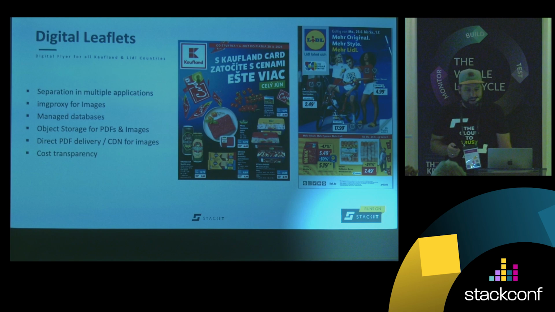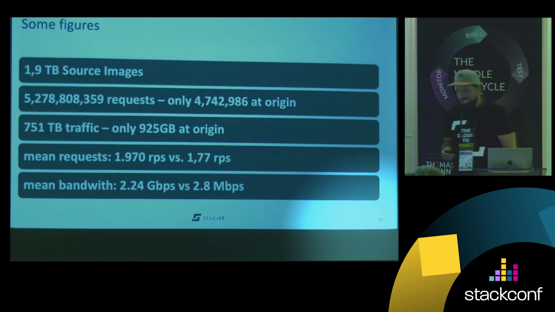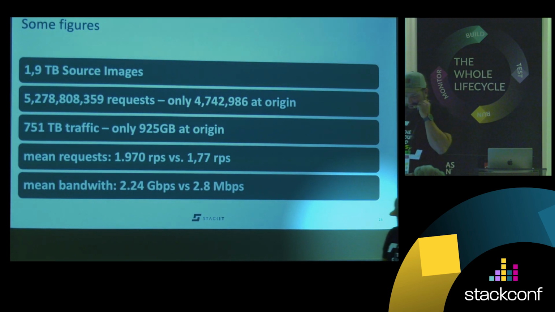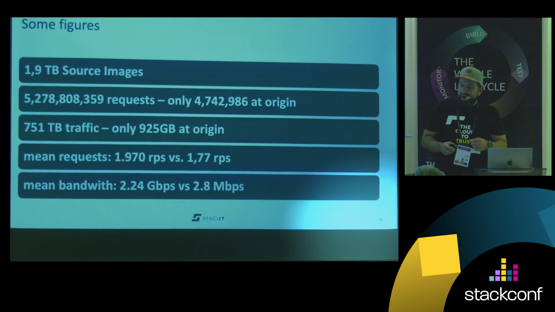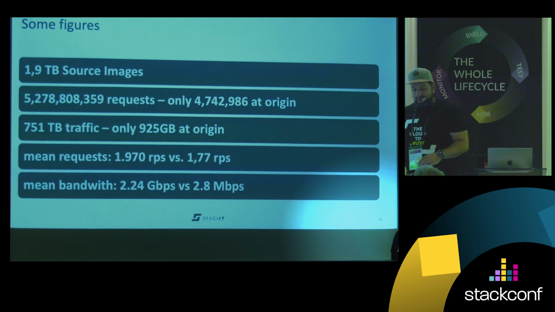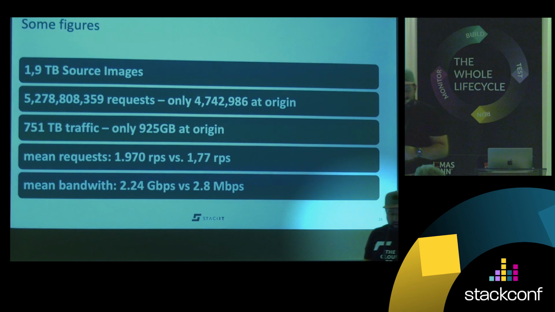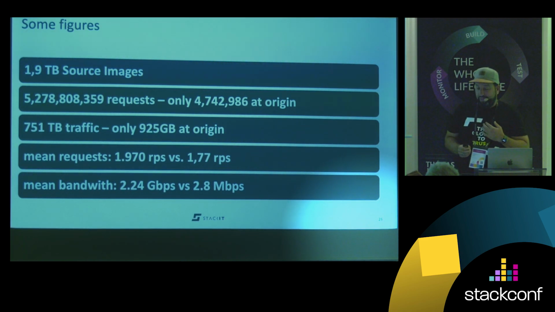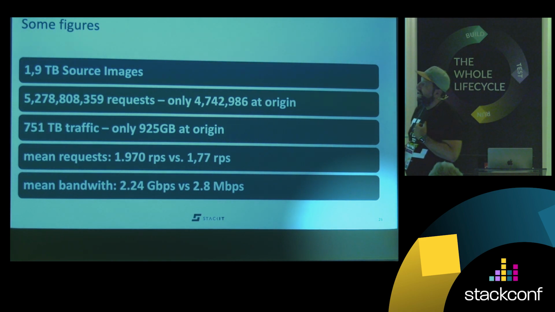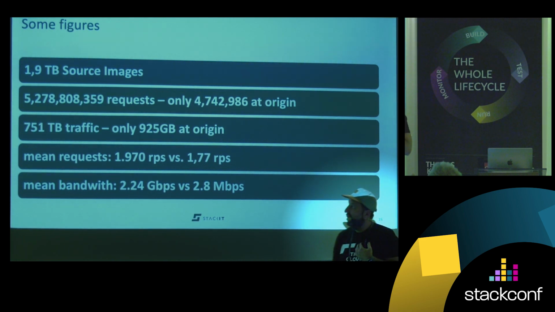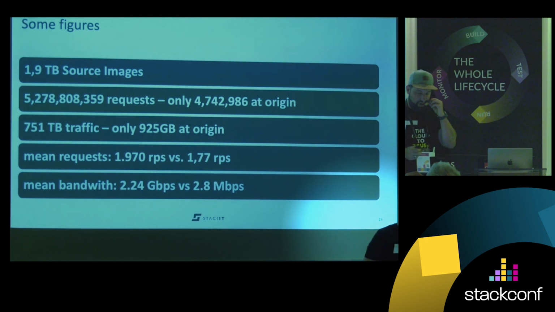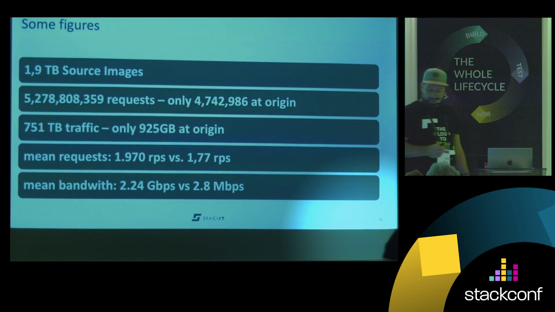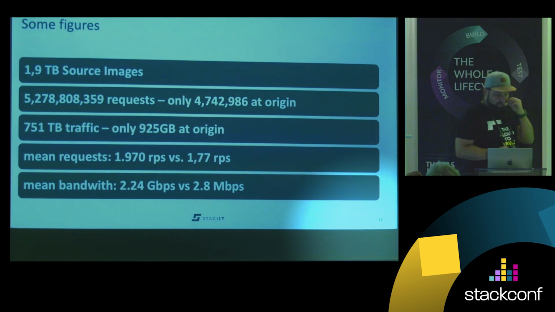So, yeah, some figures on what we're doing here. We have 2 terabytes of source images just with flyers and product images. And these are figures from 1 month. We're roughly running 5.2 billion requests a month with 751 terabytes of traffic. So just images, no videos. It's quite a large and really popular application.